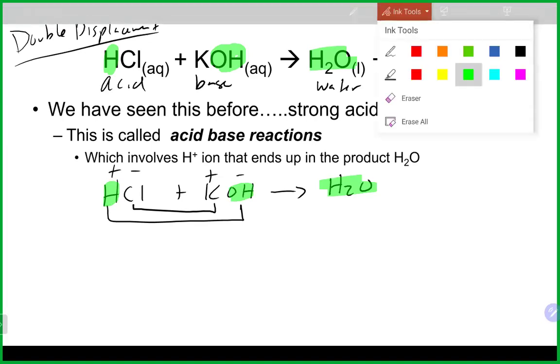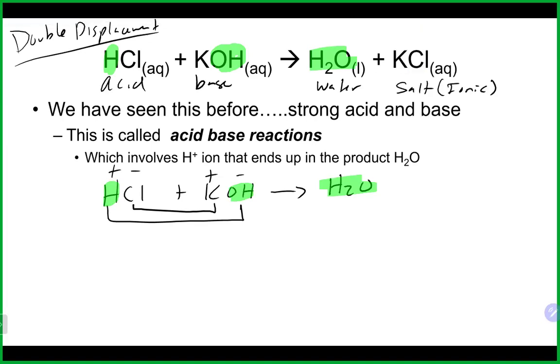And what's left over is essentially where your salt is going to come from. That's K plus and Cl minus makes KCl. So whatever is left over will get you your salt part coming together.